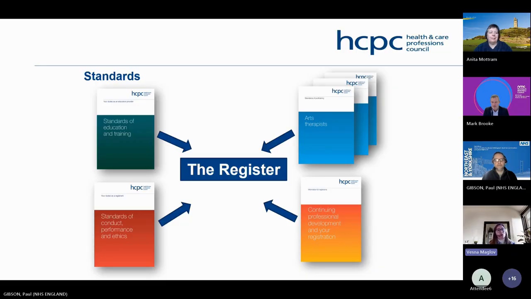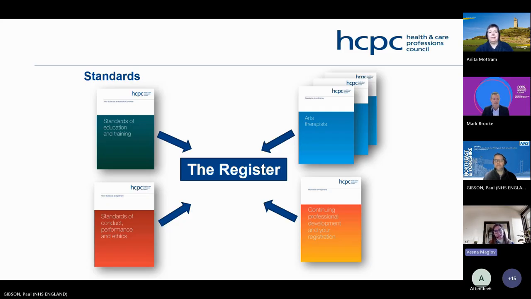So a little bit about our standards and the register. We set the standards that professionals must meet in order to join and to remain on the HCPC register. These standards underpin safe and effective practice across all the professions we regulate. So first we have standards of education and training. If you join our register through the UK registration route, it means you have completed one of our HCPC approved programs. Graduates from those programs are automatically eligible to join our register because they meet our standards of proficiency.